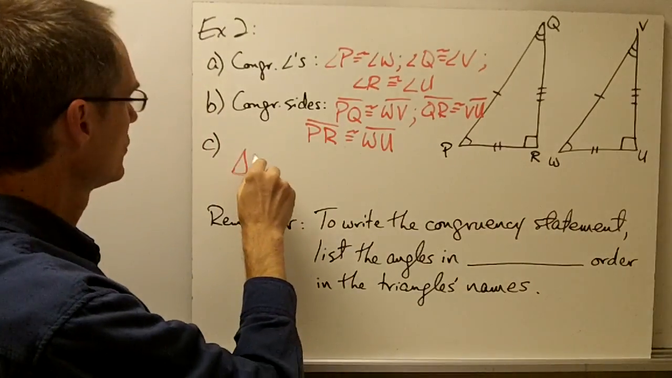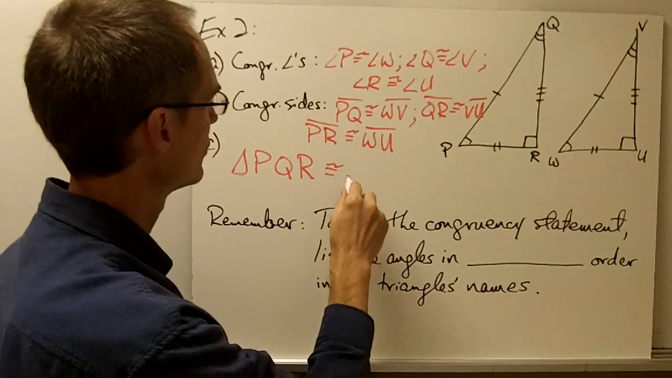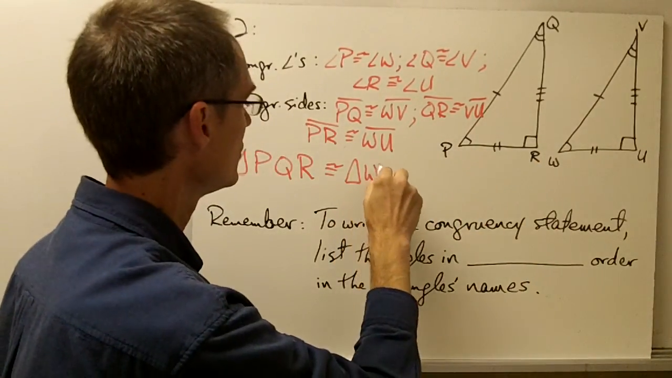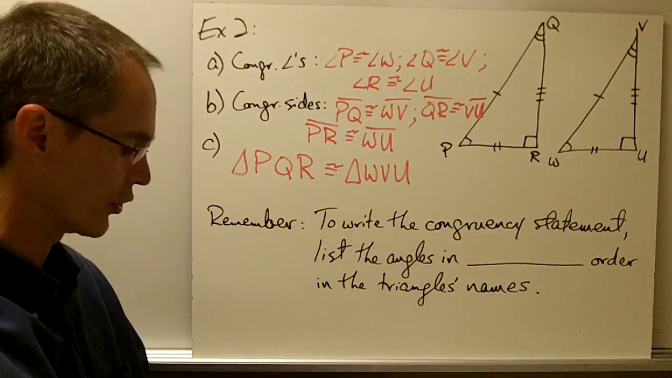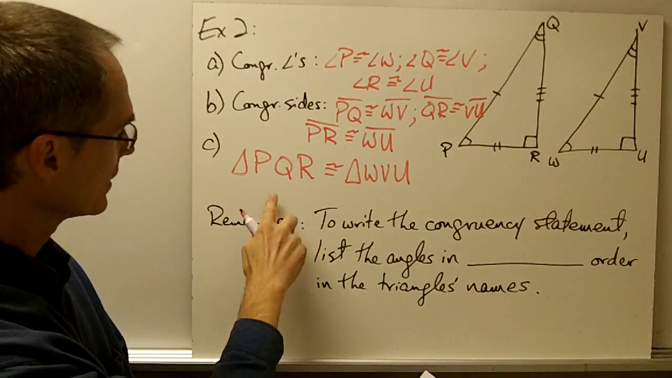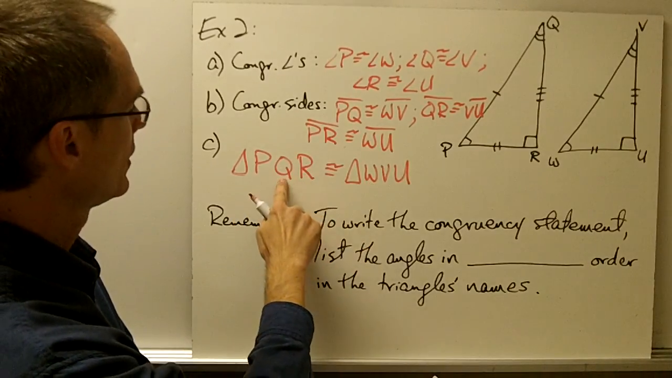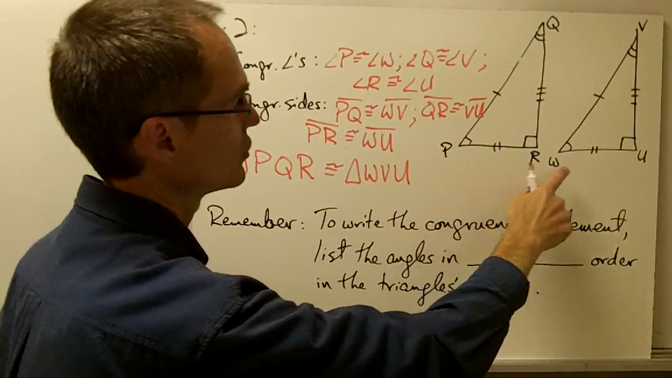Now I can write down my congruency statement. Triangle PQR is congruent to triangle WVU. And again, notice I've got them in order. I've got them in congruency order. Angle P is congruent to W, angle Q is congruent to V, and angle R is congruent to angle U.